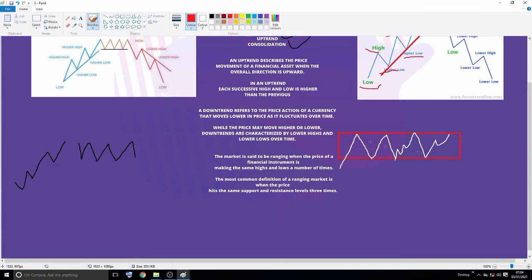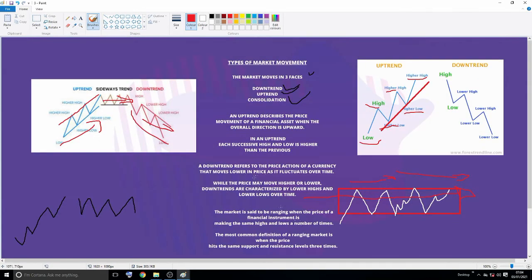There is no uptrend, there is no downtrend. It's just a sideways movement. Whereas when you look at the uptrend, it's just an up movement. It's pushing to the high, and the downtrend is pushing to the lower side. But the ranging market just moves in one straight support and resistance, and that's why it's called ranging.